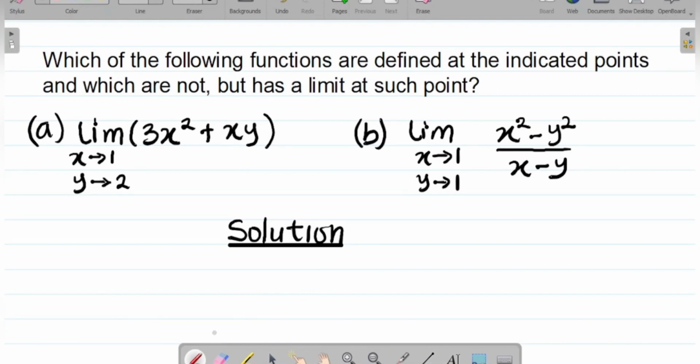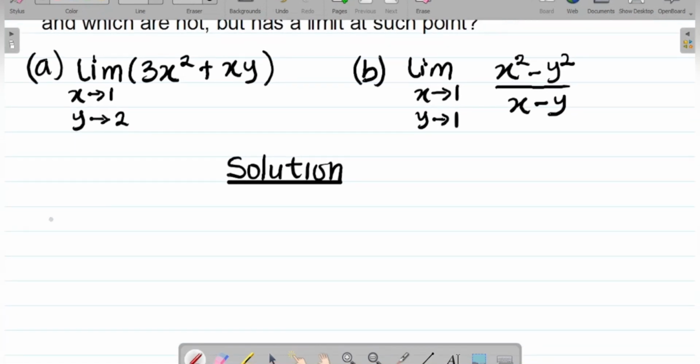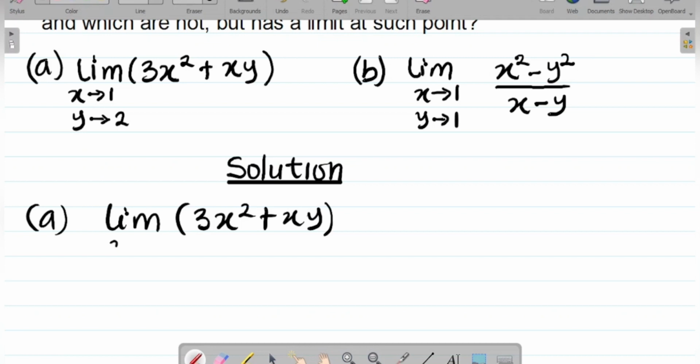Okay, so let's look at this question. This question says, which of the following functions are defined at the indicated points and which are not, but has a limit at such point? So how do we solve this question? All right, so the first thing is this solution. I'll write out my given function for a. I'm given the limit of the function 3x squared plus xy as x approaches 1 and as y approaches 2.